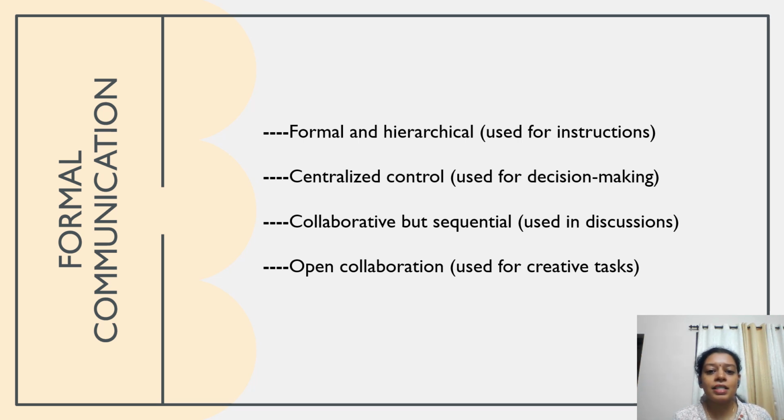And the next one is centralized control, used for decision making. That is the star network or wheel network. Okay, and the next one: dash is the collaborative but sequential, used in discussions and all. Which one is it? That is the circular one. And dash formal communication, open collaboration, used for creative tasks. Which one is the open collaboration used for creative tasks? The all channel network. Okay, I think it's clear now.